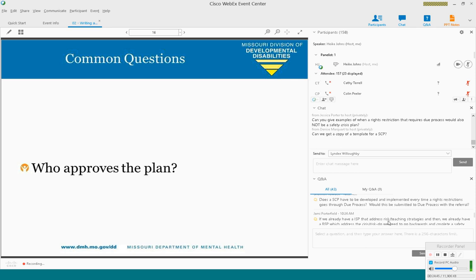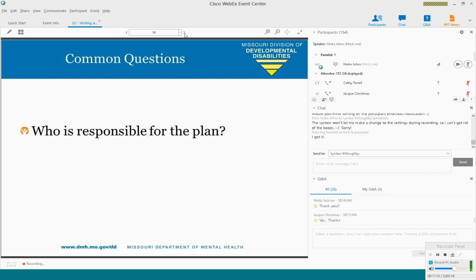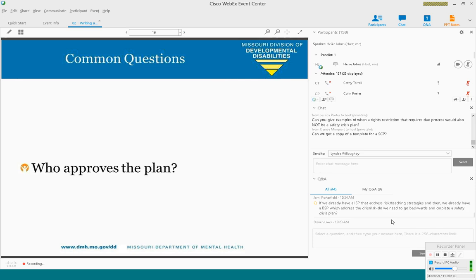Another question says, if we already have an individual support plan that addresses risk and teaching strategies, and then we already have a behavior support plan which addresses the crisis risk, do we need to go backwards and complete a safety crisis plan? Okay, so that's a good question. I'm reading that question to say that the behavior support plan is only talking about how to deal with risky behaviors. So that sounds like a behavior support plan that is really just a safety crisis plan, and that's not a good behavior support plan.